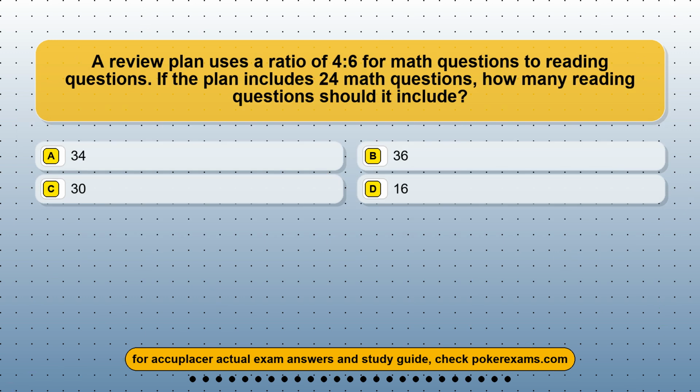Question 18. A review plan uses a ratio of 4 to 6 for math questions to reading questions. If the plan includes 24 math questions, how many reading questions should it include? Option A, 34. Option B, 36. Option C, 30. Option D, 16.